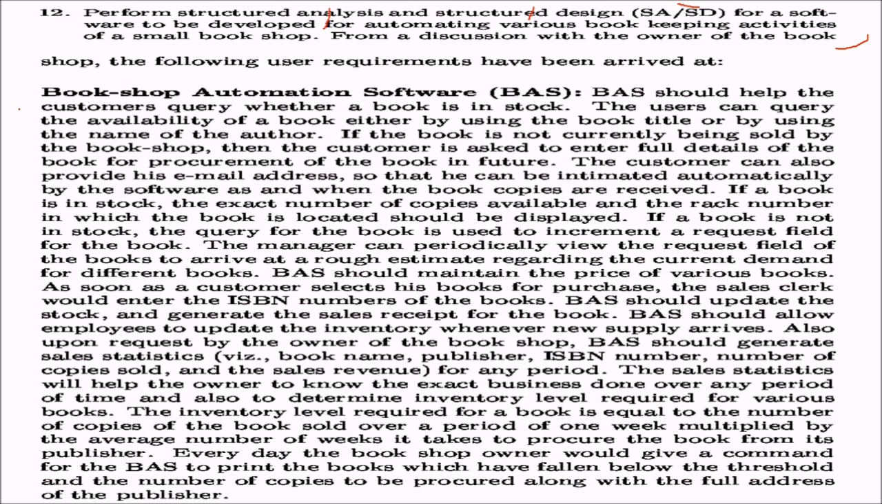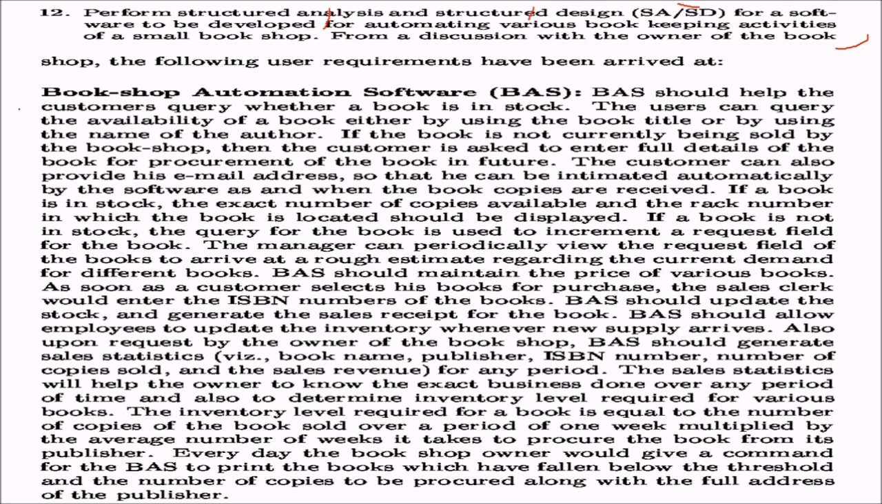The customer can also provide his email address so that he can be intimated automatically by the software as and when the book copies are received. If a book is in stock, the exact number of copies available and the rack number in which the book is located should be displayed. If the book is not in stock, the query for the book is used to increment the request field for the book. The manager can periodically view the request field of the books to arrive at a rough estimate regarding the current demand of the different books, and BAS should maintain the price of various books.